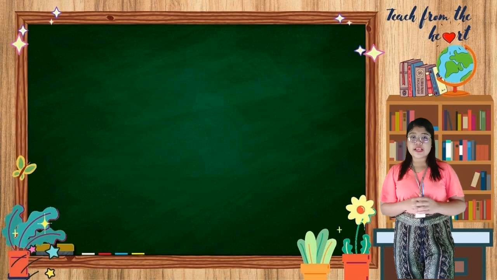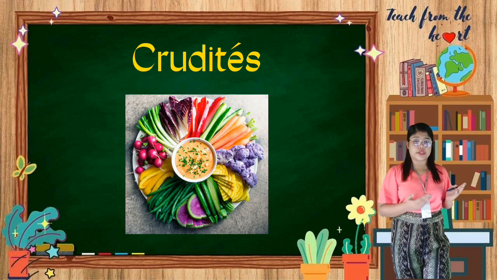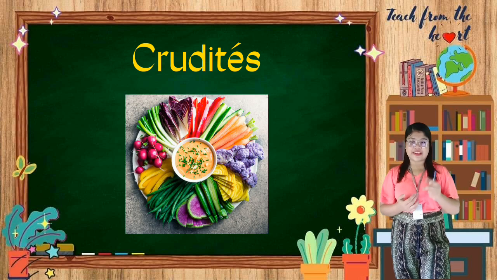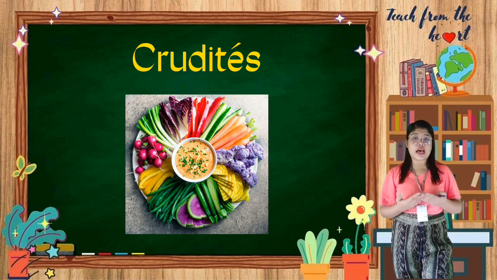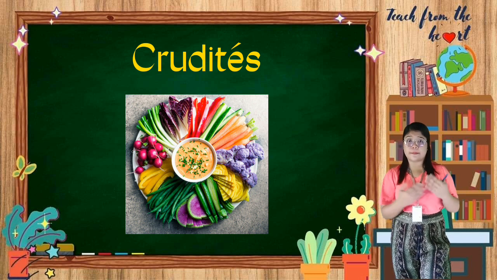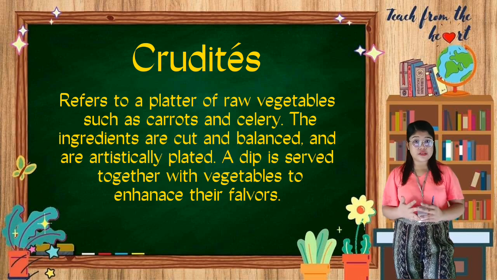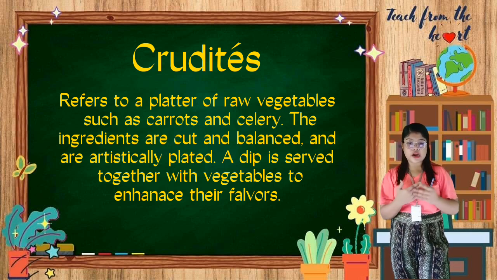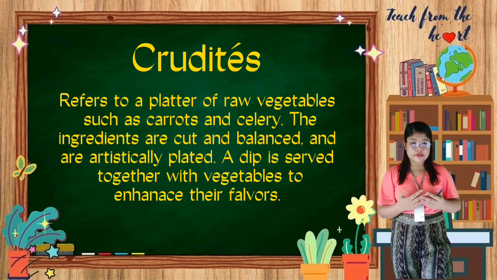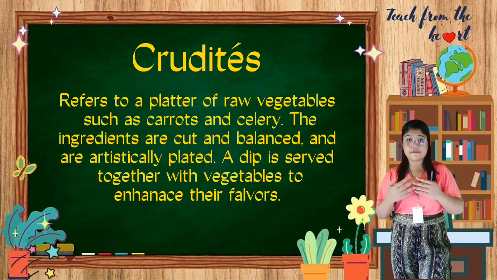Okay. So the next one is crudettes. So class, what is your observation on this picture? Correct. We can see in the picture that there are different cuts of vegetables. So crudettes refers to a platter of raw vegetables such as carrots and celery. The ingredients are cut and balanced and are artistically plated. A dip is served together with the vegetables to enhance their flavors.